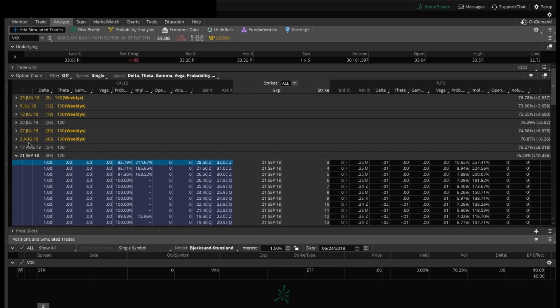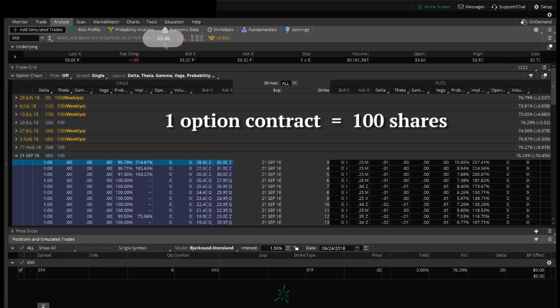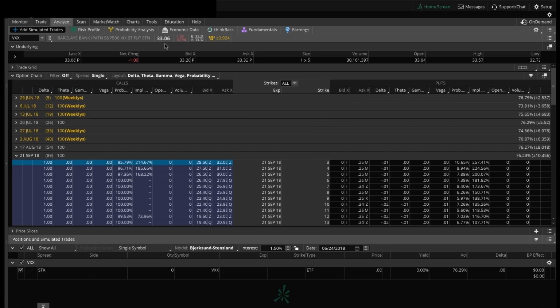And as a secondary precaution, I will rebalance the trade regularly if it is to be held open for extended periods of time. Now you can see the current price of the VXX is $33.06. Remember, one option contract controls 100 shares. So 100 shares at $33.06, the minimum capital required for this trade is only about $3,300, so it does scale to smaller account sizes.